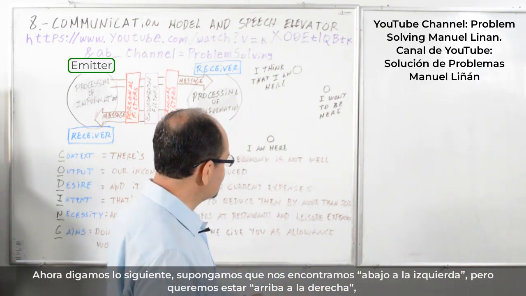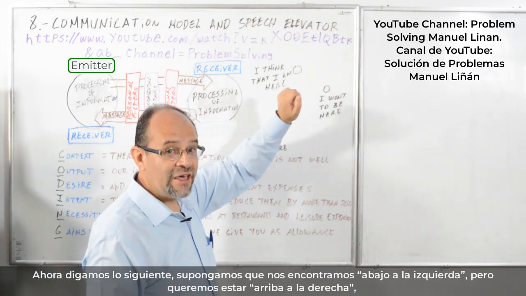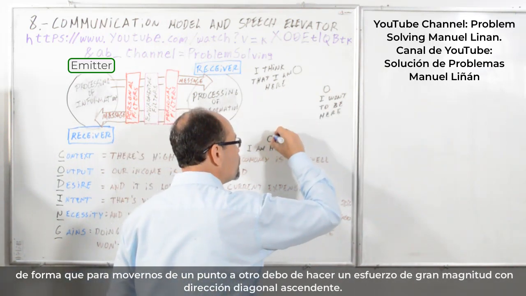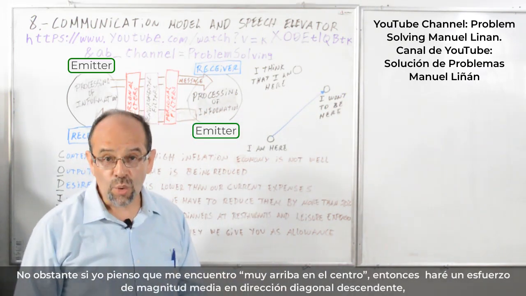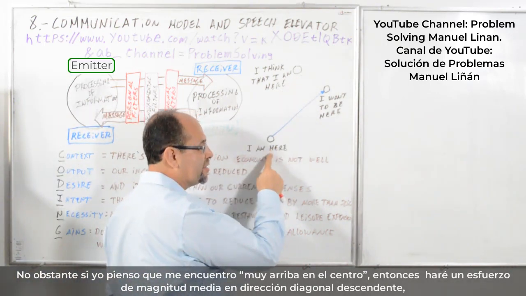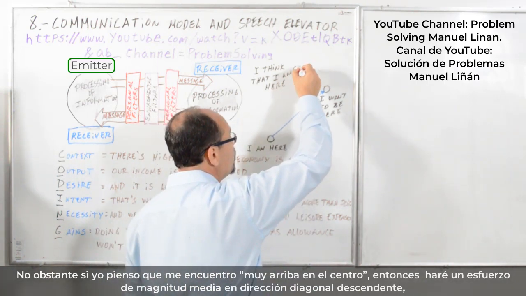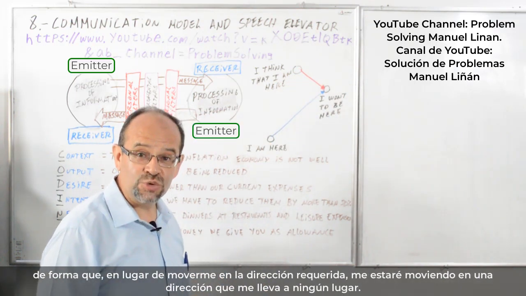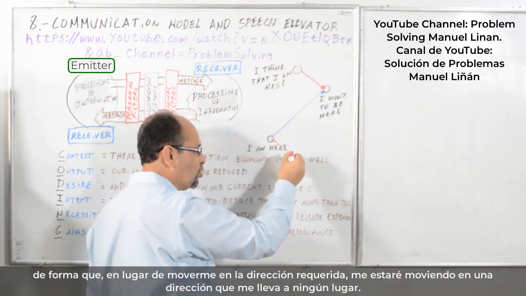Now, let me say this. Let's say that I am here, and let's say that I want to be here. Then, in order to move from here to here, what I have to do is to make an effort with this magnitude and in that direction. But what if I think that I am here? Actually, I am here, but I think that I am here. If I think that I am here, I will make an effort with this magnitude and in that direction. And guess what? Instead of moving from here to here, I will be moving from here to here.